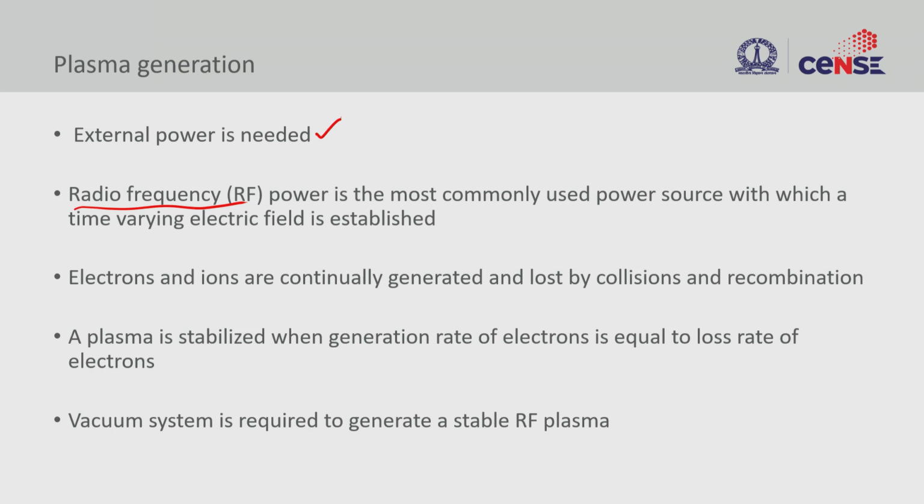Another important thing is the vacuum system. As I mentioned, because of the impedance, you may not be able to generate the plasma, or you need a huge amount of voltage to generate this plasma in air, at atmospheric pressure. So we go to vacuum systems to reduce the impedance, and also to stabilize the plasma.